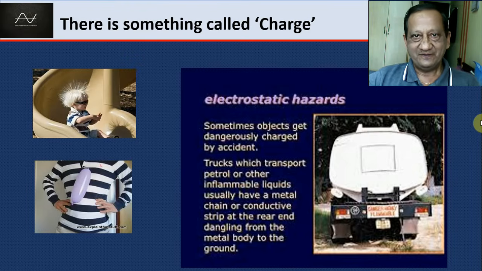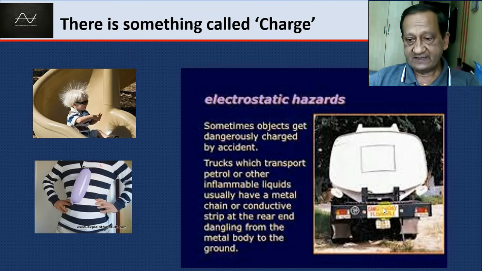Before we go forward, I would just like to revisit some points of the previous session and just amplify on them, and also some points that missed out. So when we talked about this truck carrying an inflammable liquid and the truck having an iron chain that touches the ground, we said that it prevents sparks.